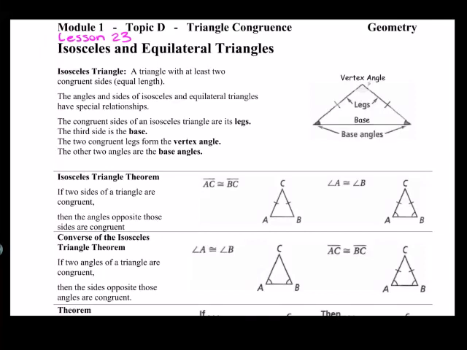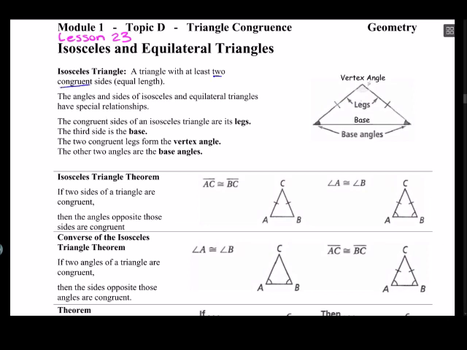Module 1, Topic D, Isosceles and equilateral triangles. This is going to go with Lesson 23. And quite a bit of review here to start with. Remember, we defined isosceles triangle as a triangle with at least two congruent sides.